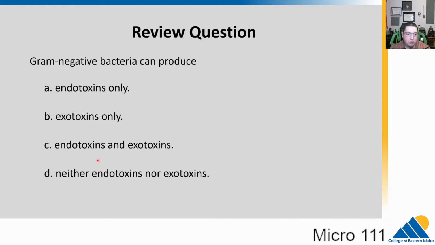Okay, the answer would be C, endotoxins and exotoxins. So gram-negatives have endotoxins, right? The LPS in the cell wall, but they also have exotoxins that they can make, those proteins that they can secrete.